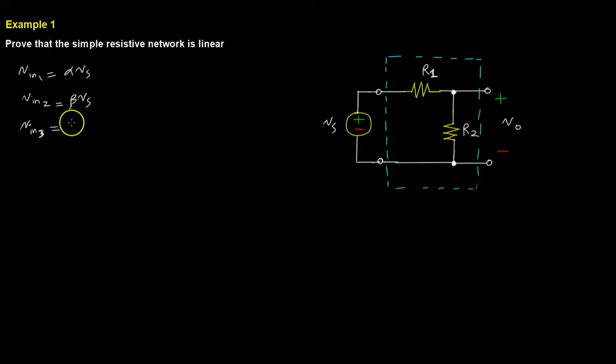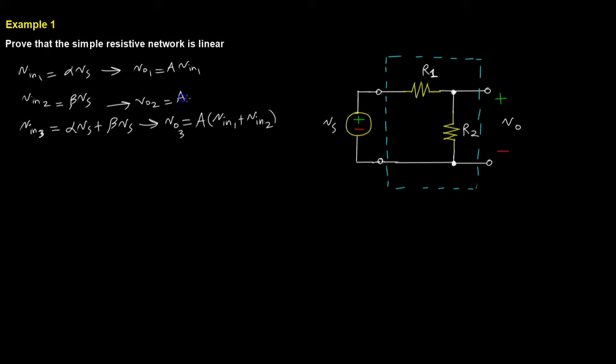is going to be the linear combination of these two inputs. And so we need to show that the output is going to be some system multiplier or some sort of linear multiplier times the two inputs that were individually applied to the system. Because for Vn1, we expect Vout1 to be A times Vn1, and we expect Vout2 to be A times Vn2.